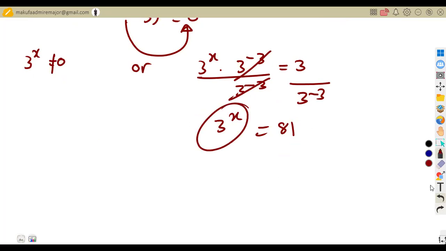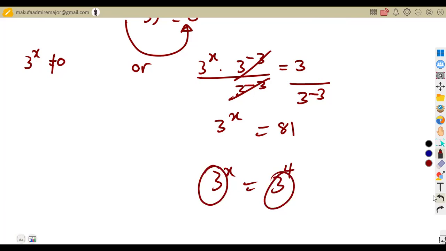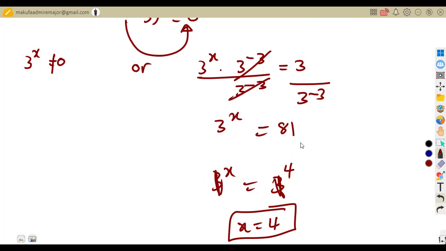Okay, let's consider here. 3 is in simplest form. So you're asking yourself, is it possible to write 81 as a number with base 3? It's possible. That's 3 to the exponent of 4. So the bases are the same. We are back to that concept again. If the bases are the same, what do we do? We consider our exponents. x must be equal to 4. So this is the value of x that we are going to obtain.